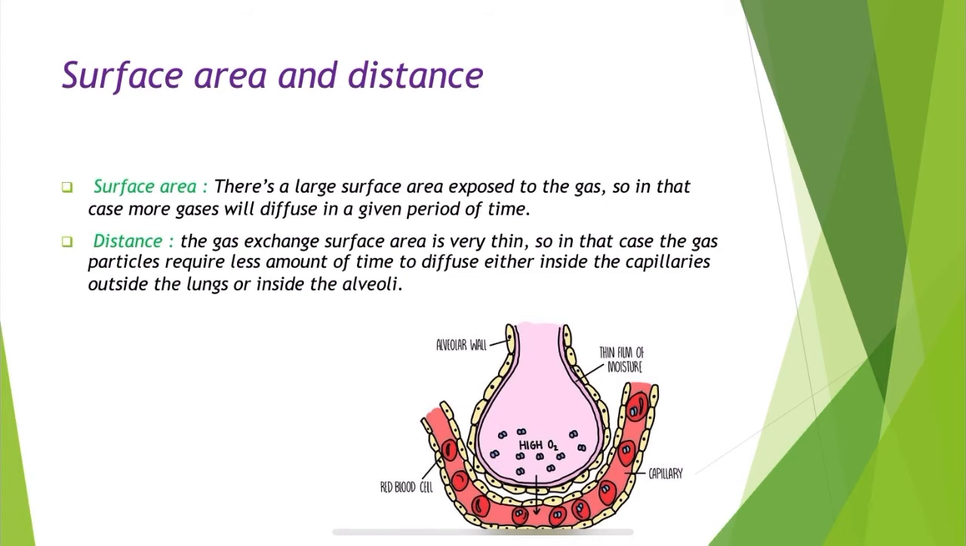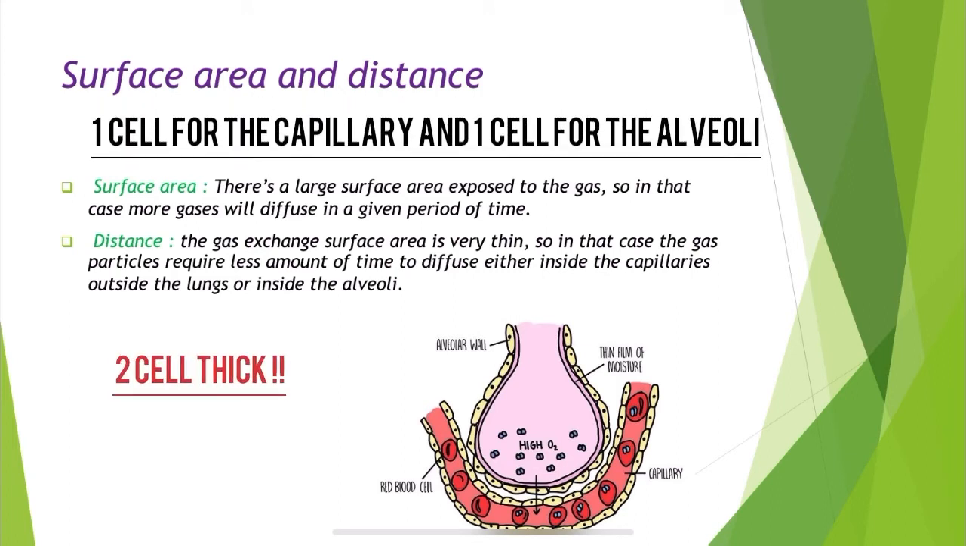Second, distance: the gas exchange surface is very thin. So in that case, the gas particles require less time to diffuse either inside the capillaries, outside the lungs, or inside the alveoli, as you can see in the picture. And something really interesting is that the distance that the gas particles, either oxygen or carbon dioxide, have to cover for being diffused outside or inside the alveoli is only 2 cells thick. Can you believe it? Only 2 cells thick. You only have to cover 2 cells thick to be diffused completely.